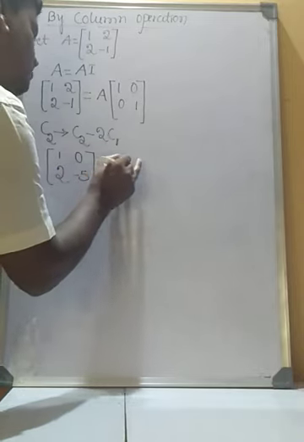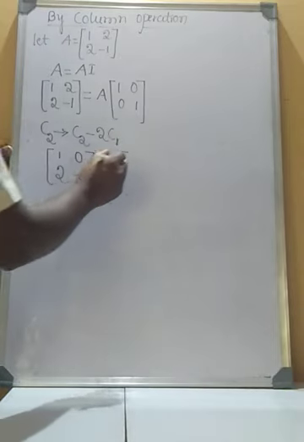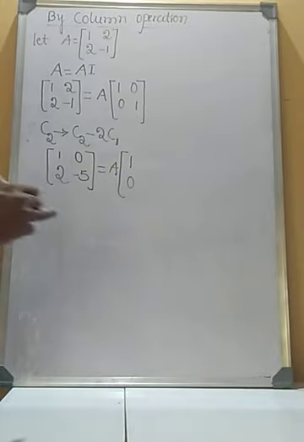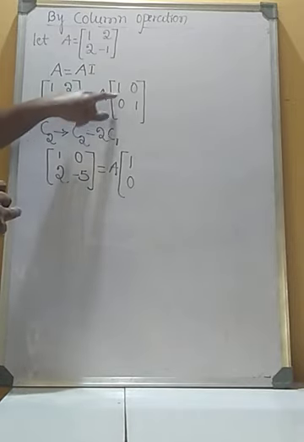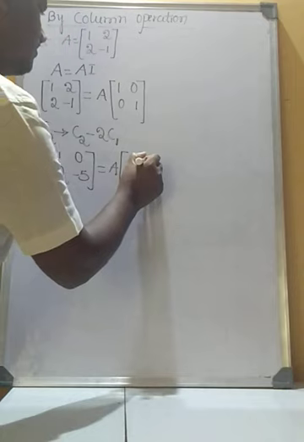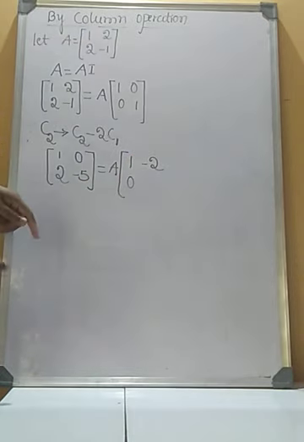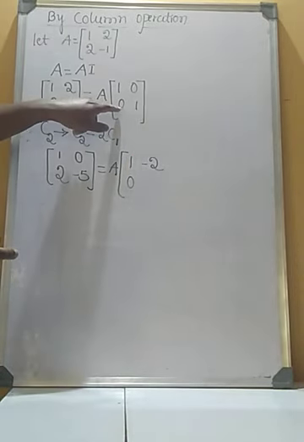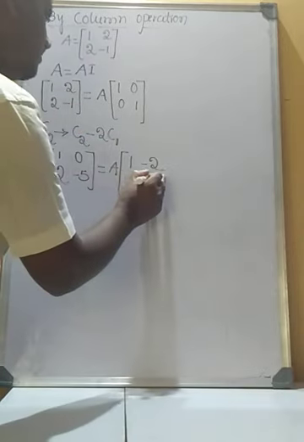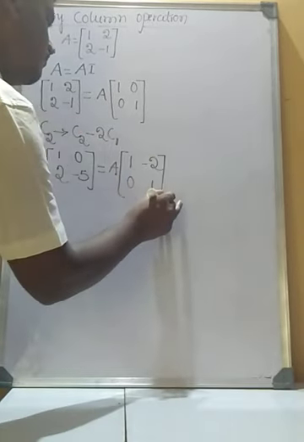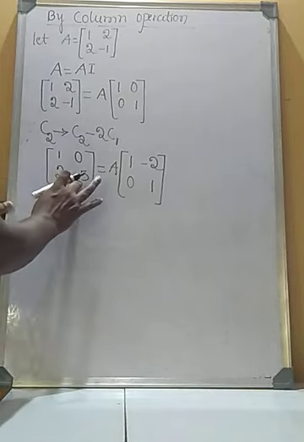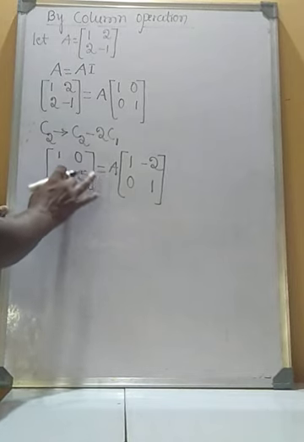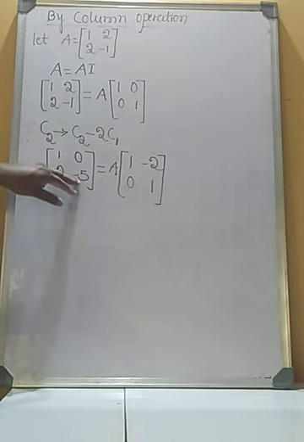Equals A into, first column on the right hand side 1, 0, write as it is. C2 is 0 minus 2 into 1, that is minus 2. The next element of C2 is 1, 1 minus 2 into 0, that is 1. The next element is minus 5, and it has to become 1 at this place.